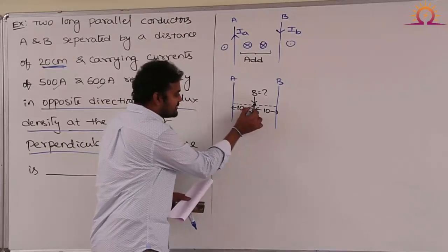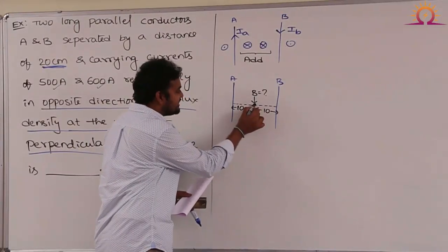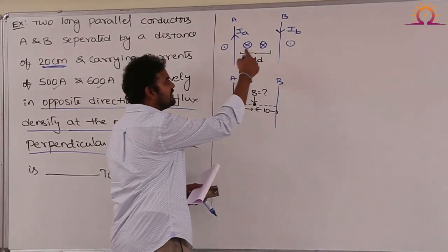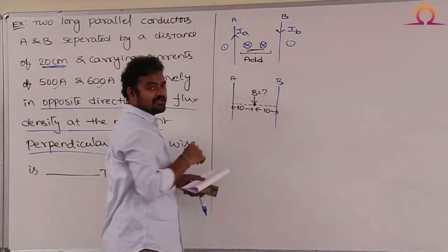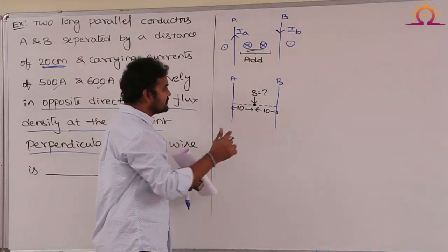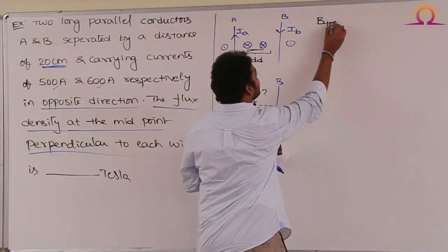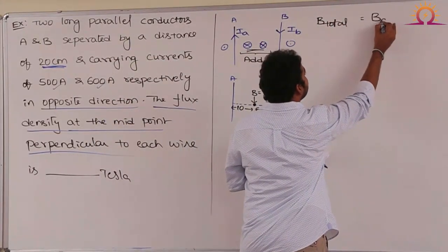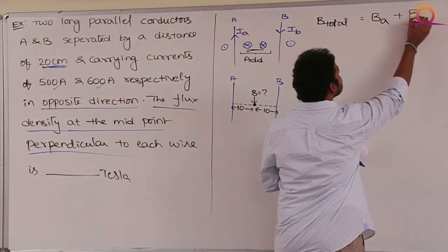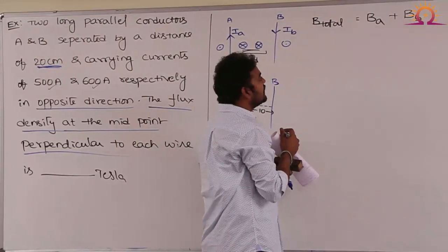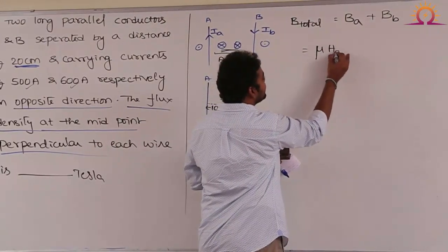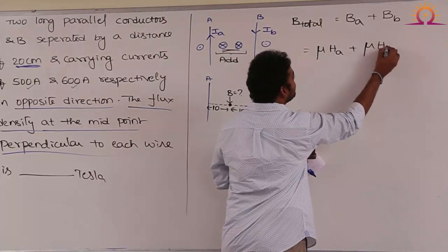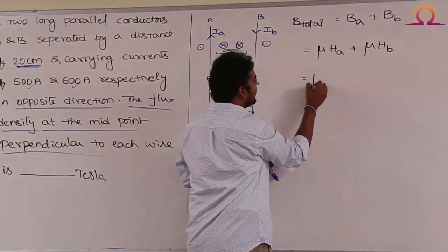First of all, at this point, calculate the flux density by conductor 1. Similarly, calculate the flux density by conductor 2. Add both of them because both are magnetizing. Then you will get the total flux density. Therefore, the total flux density is equal to density due to conductor A plus density due to conductor B. What is the formula for flux density? That is mu into HA plus mu into HB. You can take mu common.